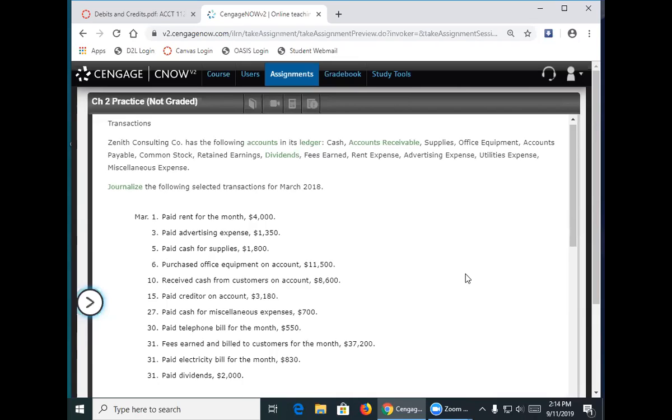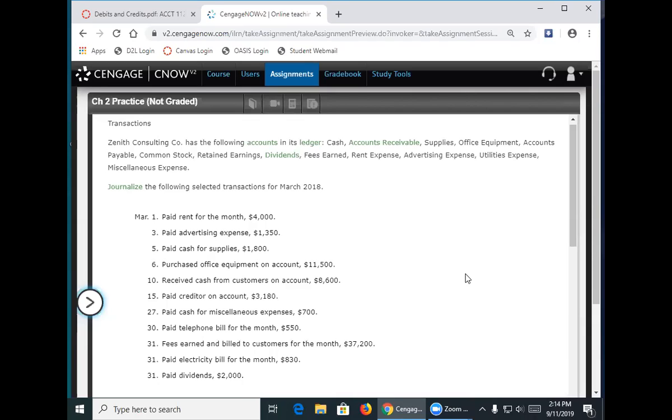So then expenses and dividends both decrease equity. So we're going to show that by having their increase sign on the left for the debit side. Okay? So when we increase dividends and expenses on the left, they're decreasing equity overall. Okay? So they'll be subtracted out of equity.